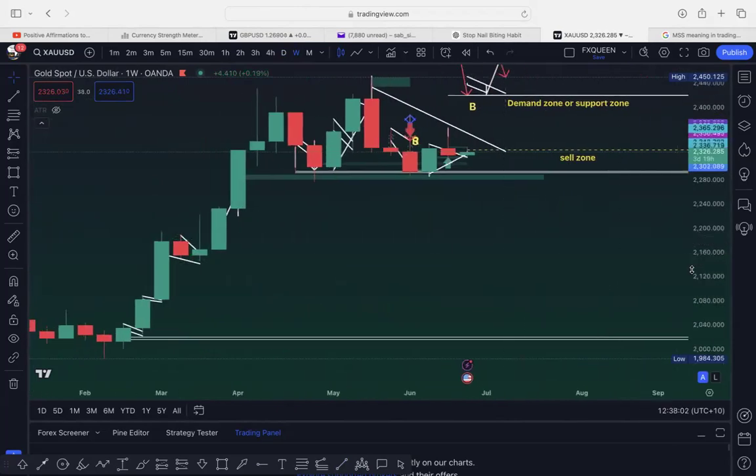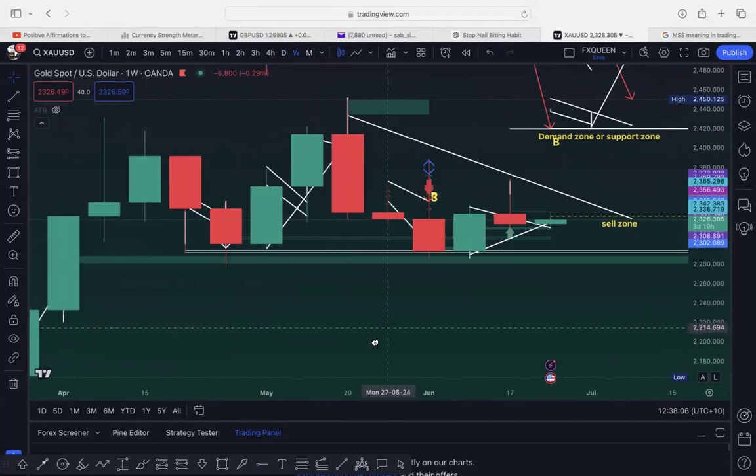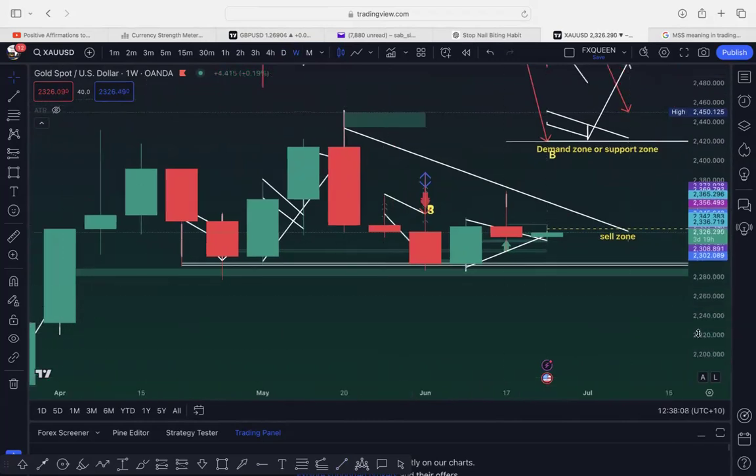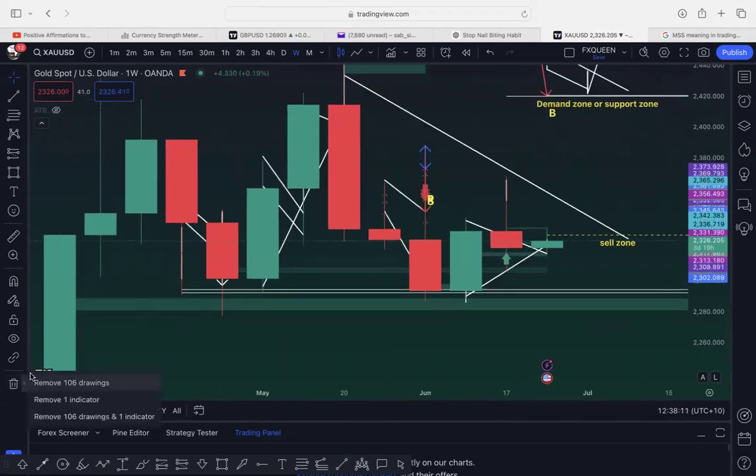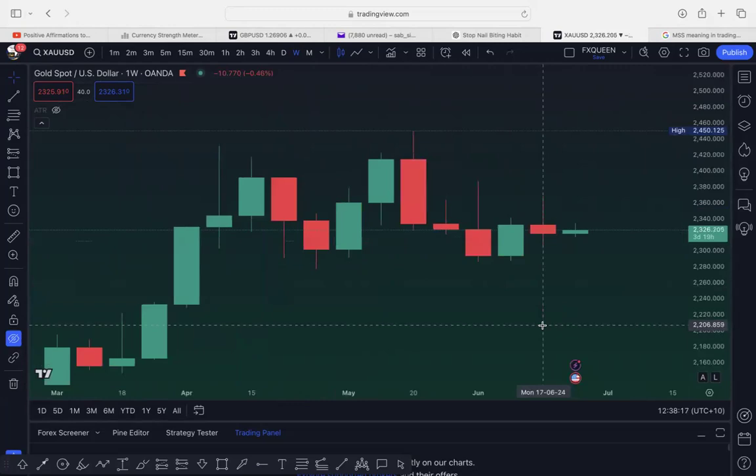So, weekly chart. Look, it's a bit of a mess here, a lot of pictures and lines. I don't want to remove everything, but maybe I'll just remove this one. So what can you see right now?